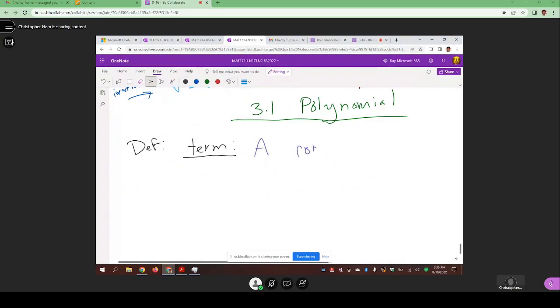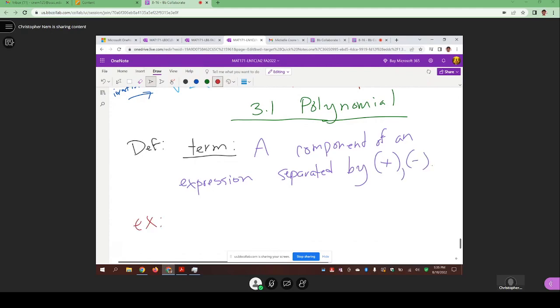a component of an expression separated by addition and subtraction. Example. I'll give you an example of an expression: 2x to the 4th power, plus 3x, minus 2. What is the number of terms I have?